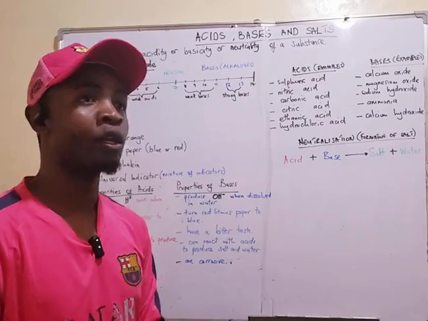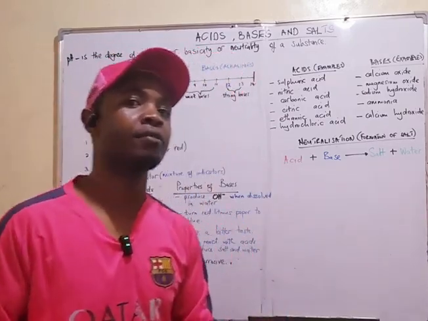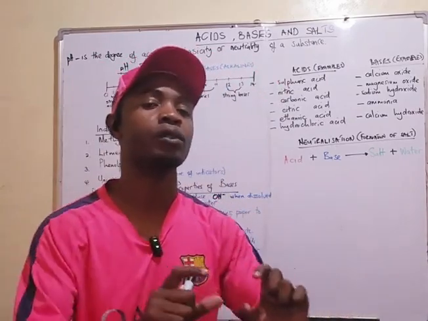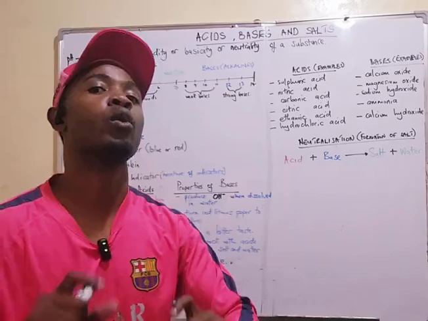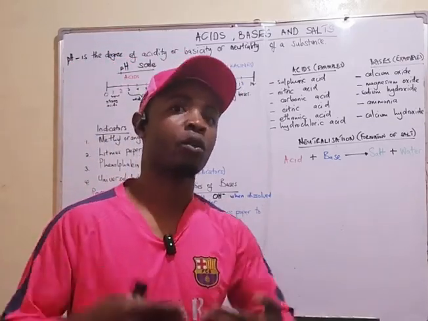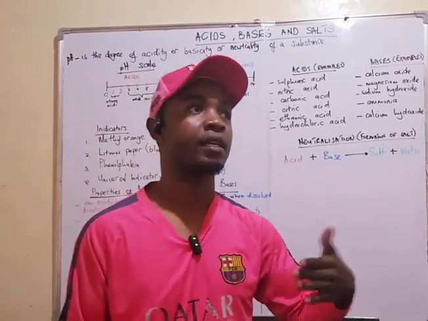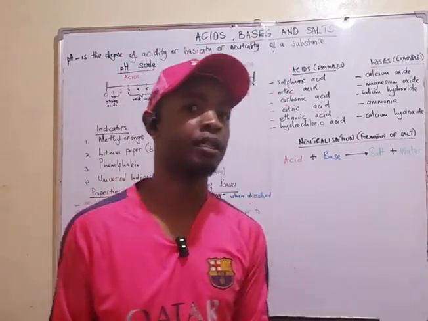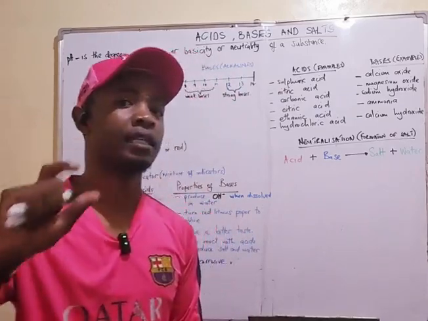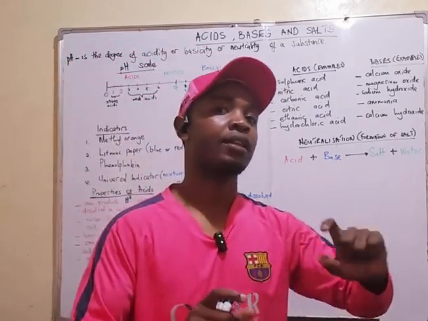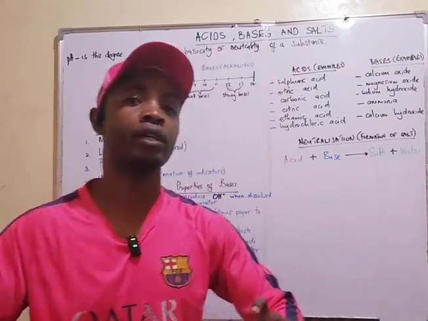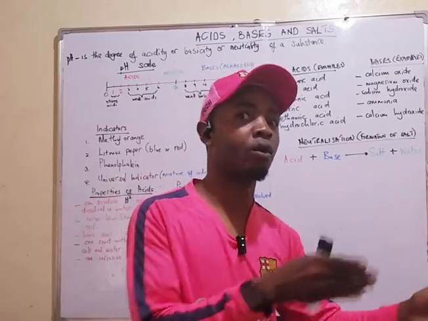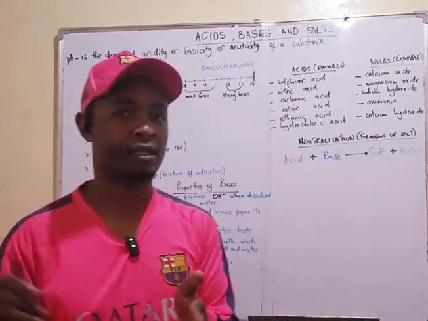Get the sense? Okay. So how do we identify if a substance is an acid, a base, or a neutral substance? We use what we call indicators. So what are indicators? We can define them as substances that can be used to determine an endpoint. Let me repeat this: indicators are substances that can be used to determine the endpoint. When we say endpoint, we are referring to determining if a substance is an acid or a base. Get the sense?